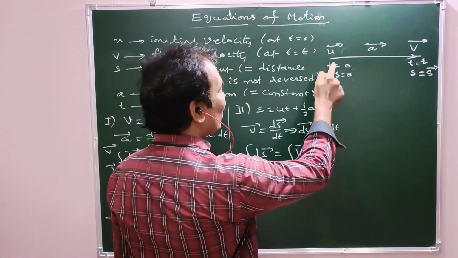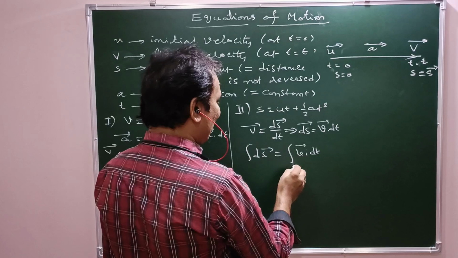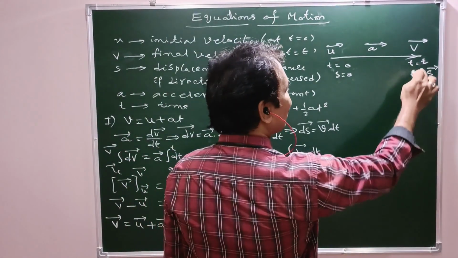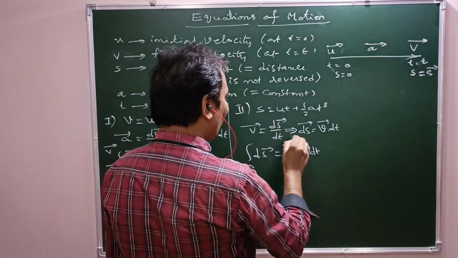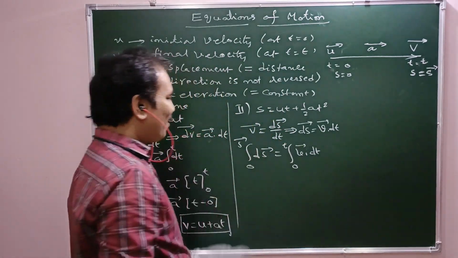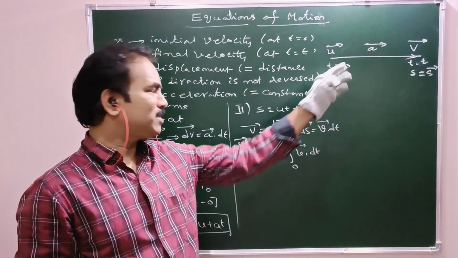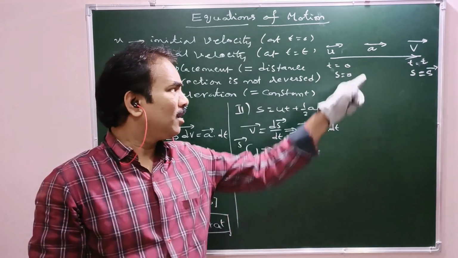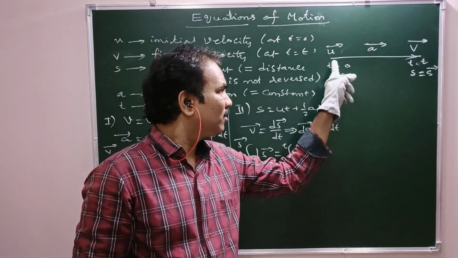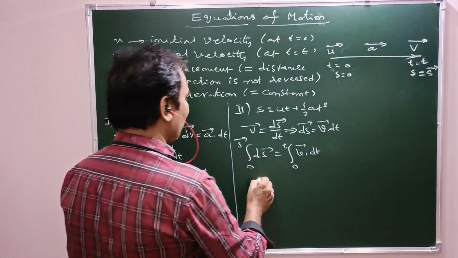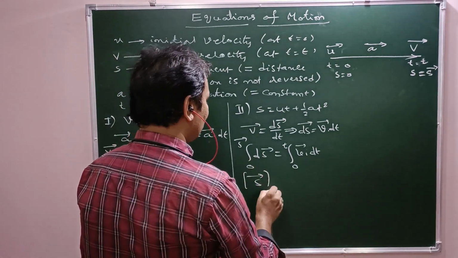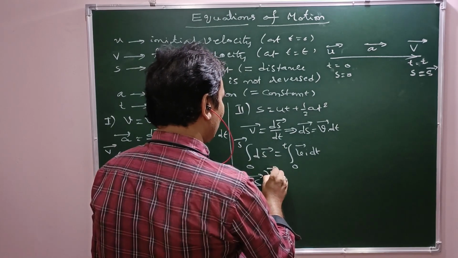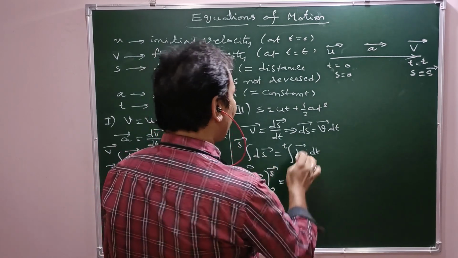At time t equal to 0, what is the displacement? 0. At time t equal to t, what is the displacement? s bar. Now integral ds means total displacement, the summation of all ds values. Addition of all ds gives the total displacement from 0 to s, that is s bar. Limits 0 to s bar, equal to integral of v bar.